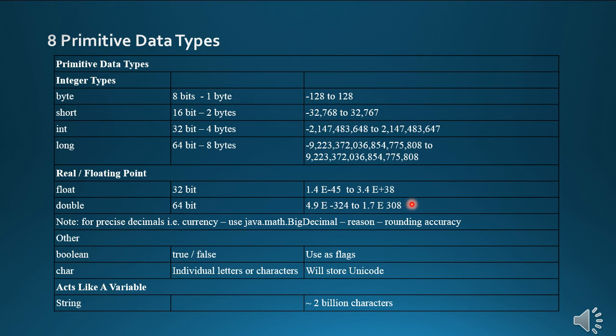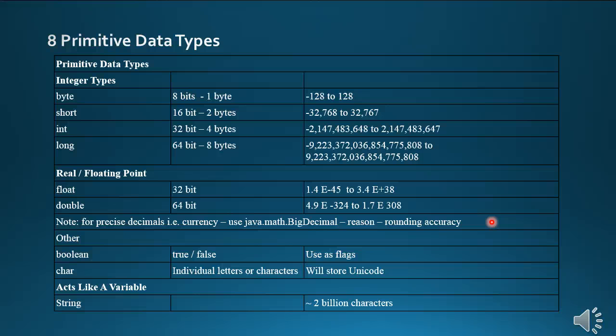I just want to point out too that if we're dealing with precise decimals, like stuff with currency, or extremely accurate measurements on the right hand side of the decimal, then we want to use the Java math BigDecimal library. If we need precise decimals, we want to use the BigDecimal library, because that will take account of the rounding, and make sure our rounding accuracy is very accurate.